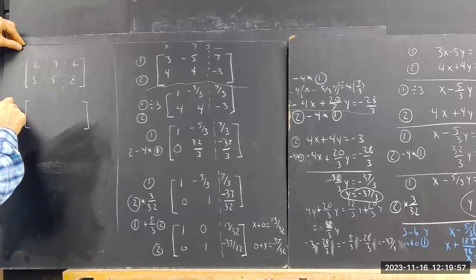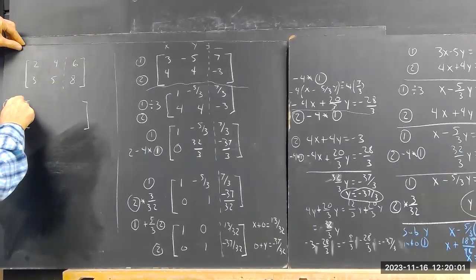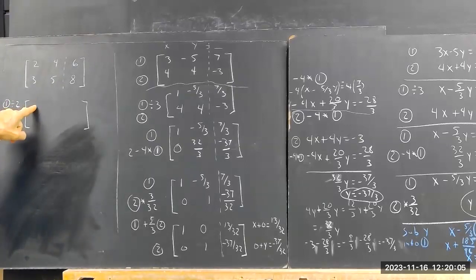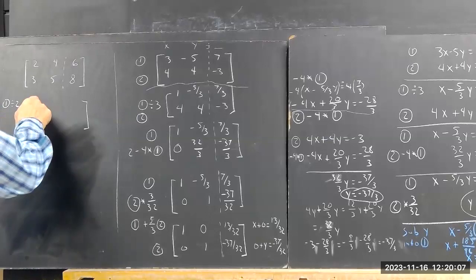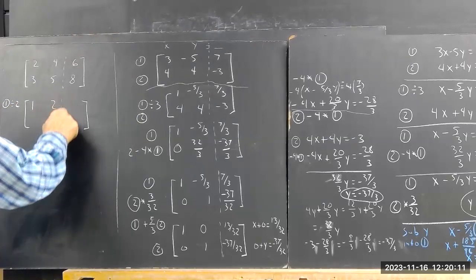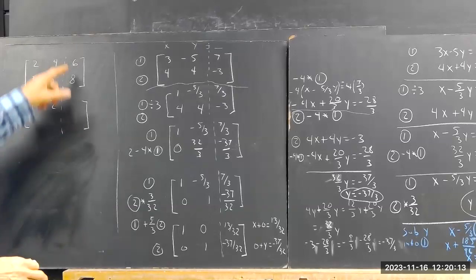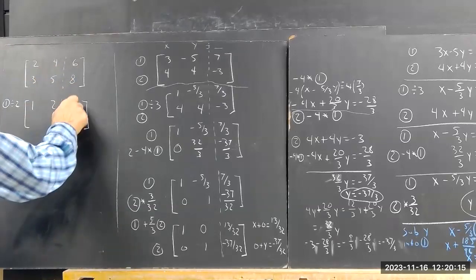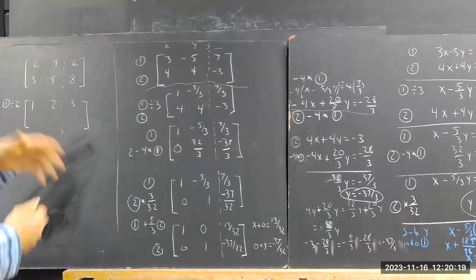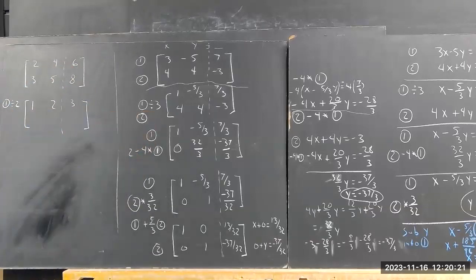Okay. I'm going to do Row 1 divided by 2. So what are we going to put here? 1. What are we going to put here? 2. Everybody see it? What are we going to put here? 3. Okay, so I divided row 1 by 2. If these numbers come out easy, there won't be as many fractions. But you see the process.